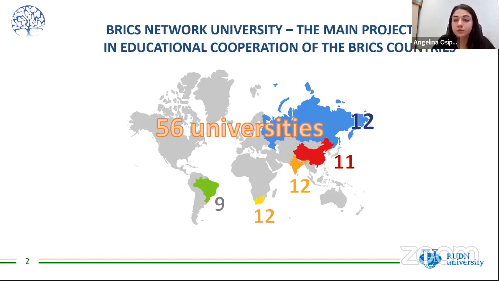At present, BRICS Network University comprises 9 universities from Brazil, 12 from Russia, 12 from India, 11 from China, and 20 from the Republic of South Africa. In total, the consortium consists of 56 leading universities from 5 BRICS member states. The universities were selected by the national ministers of education in accordance with 6 priority fields of study of BRICS Network University.